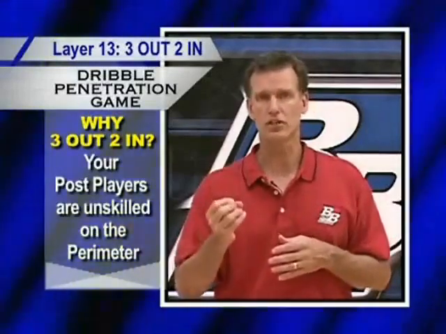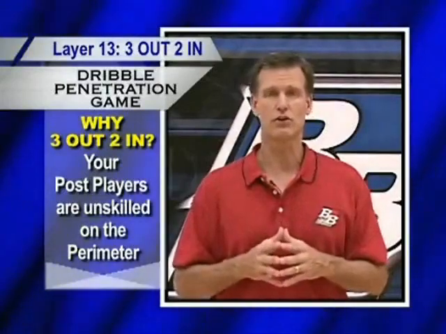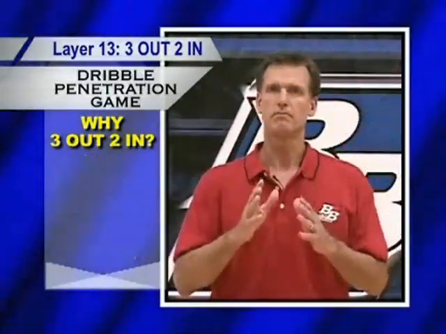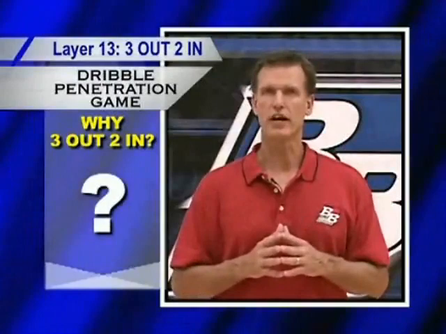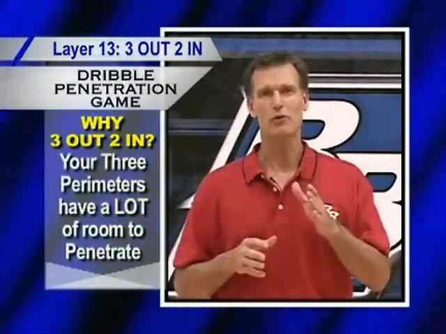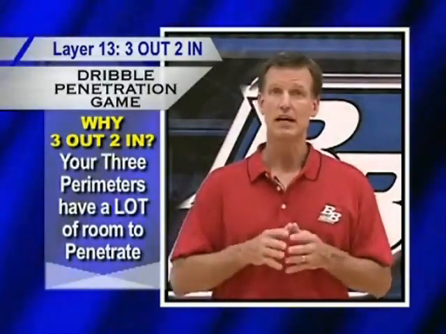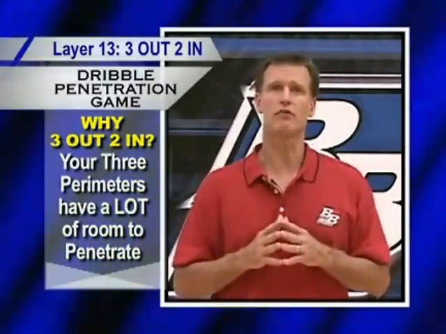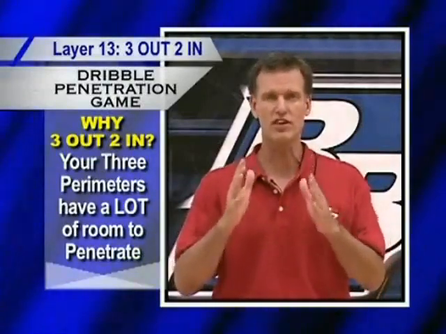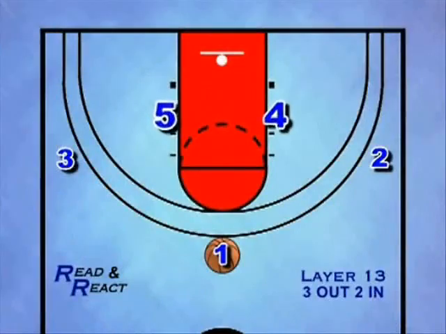Perhaps their perimeter skills are so poor that it's best to keep them inside to cut down on turnovers. Now, let me give you an advantage to 3-out, 2-in that you might not have considered. Your three perimeter players have a lot of room to dribble penetrate. At first, you might not think of 3-out, 2-in as being a great set for penetrators, but it is. Remember, the post players in the lane are only illusions.